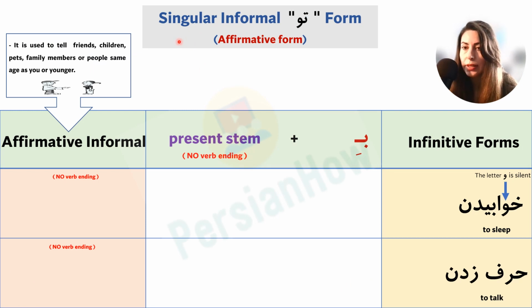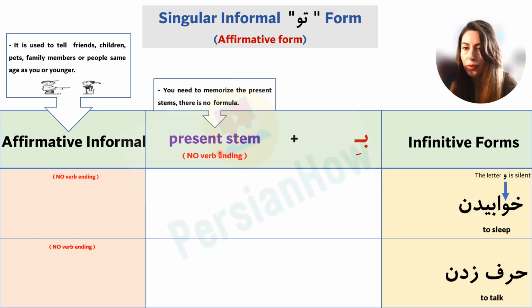Let's start with the singular informal تو form. So we have two verbs here. The first one is a simple verb and the second one is a compound verb. Here we need the letter be, and then we need the present stem of the verb. For the present stems, you just need to memorize them. There are no formulas for the present stem.